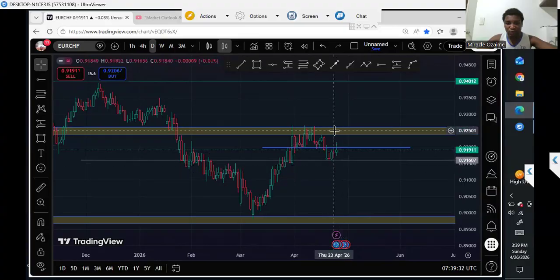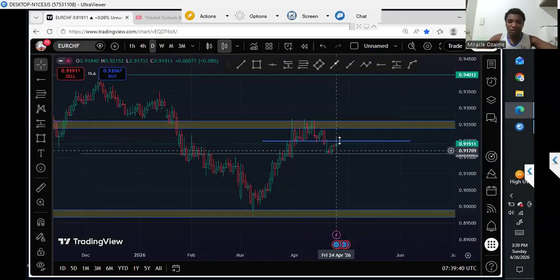Because if the market pushes above, we're going to have a correction for continuation to the upside. So it's all about how the market reacts around this area. So I'm favoring the upside to the tune of 60% on this pair.